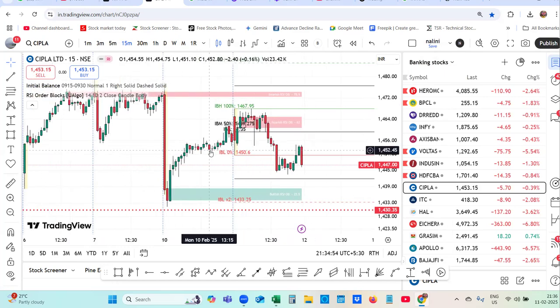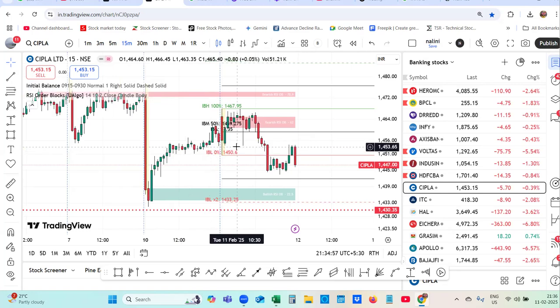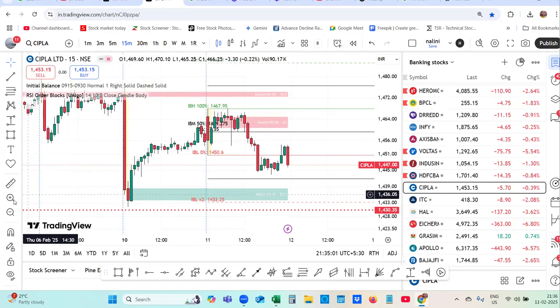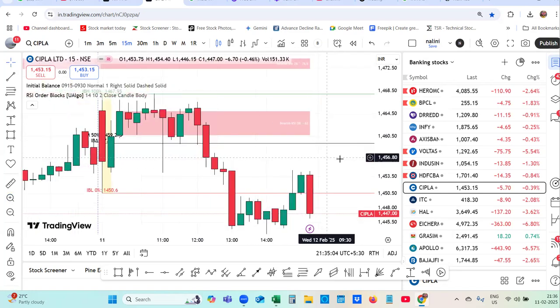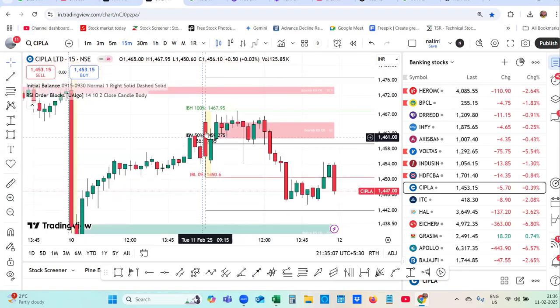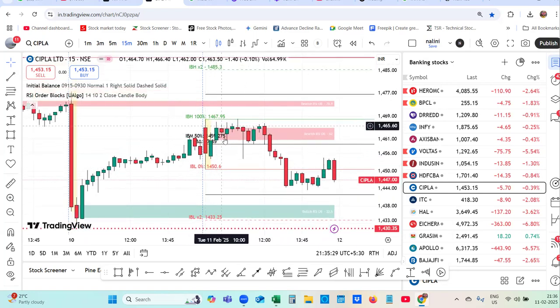If I enable this indicator, it automatically takes the range. Usually it takes the first 15-minute candle range. You can see it clearly when the market starts, you will not go wrong. An order block is also plotted over here, indicating that the direction of the market is towards the downside, with the help of the initial balance.